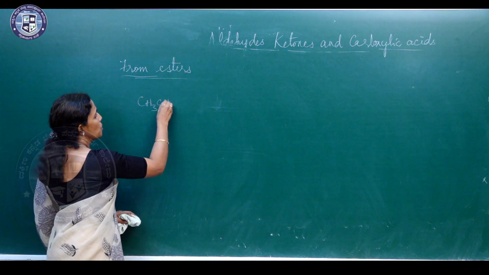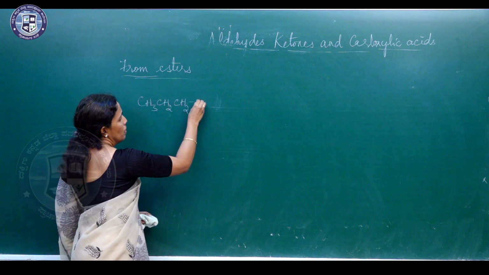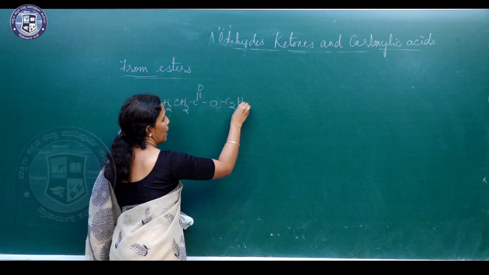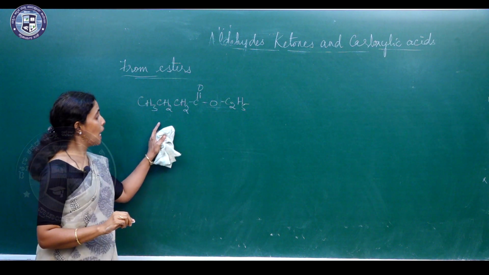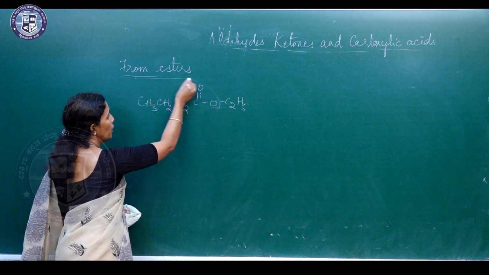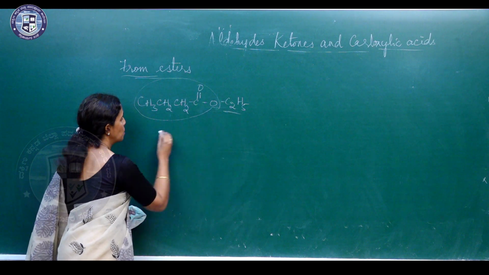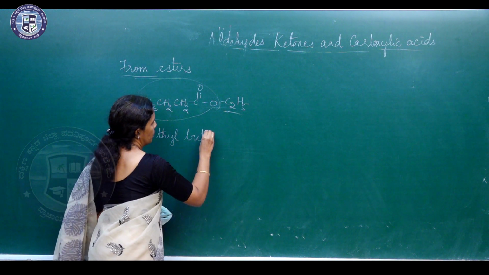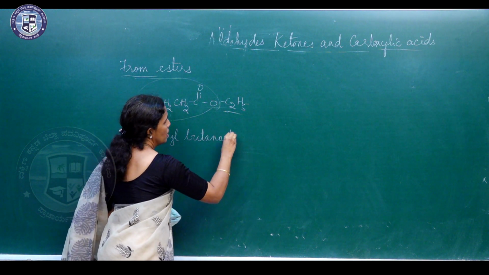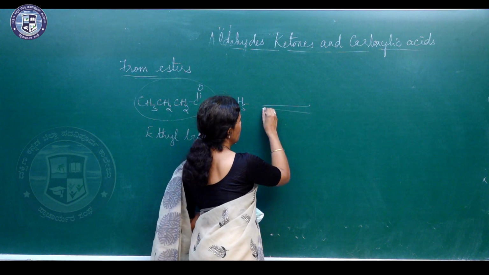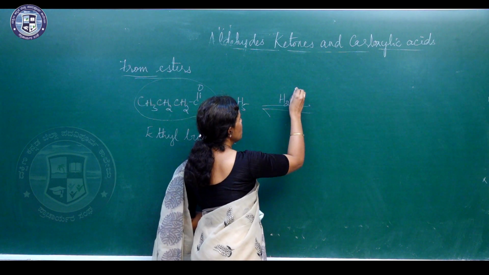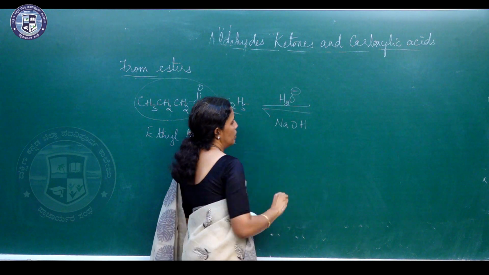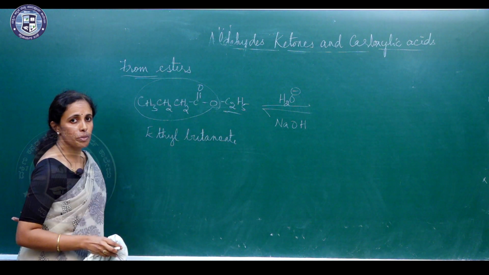We will take another example. CH3CH2CH2C double bond O, OC2H5. This is called ethyl butanoate. This is the butanoate group, and the ethyl group is attached to it. Ethyl butanoate is subjected to hydrolysis in the presence of a base like sodium hydroxide.